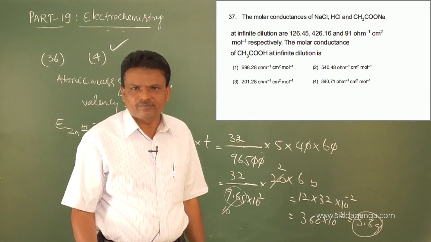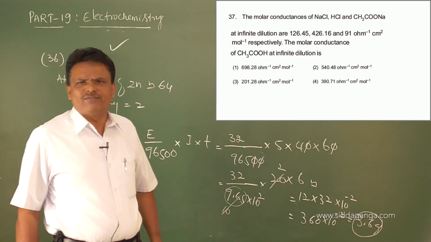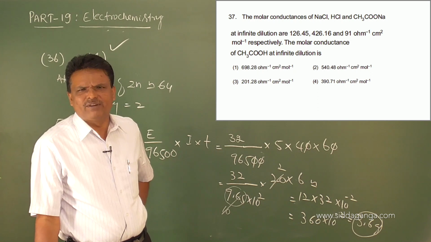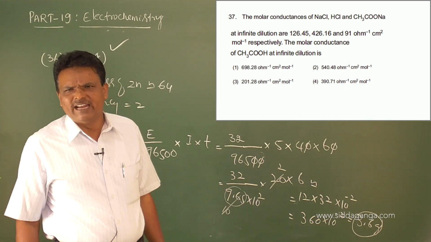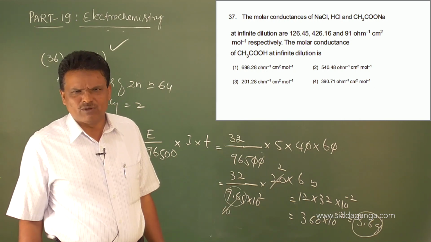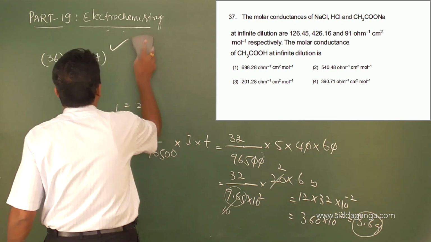Next question. Question number 37. Molar conductance of NaCl, HCl and sodium acetate at infinite dilution are 126.45, 426.16 and 91 per ohm centimeter square per mole respectively. Molar conductance of acetic acid at infinite dilution is. So it is the same type of problem.